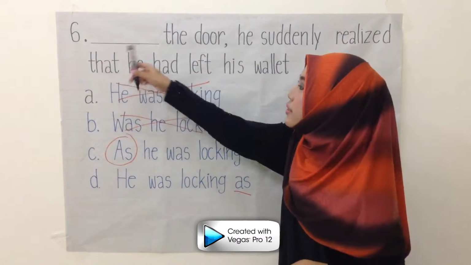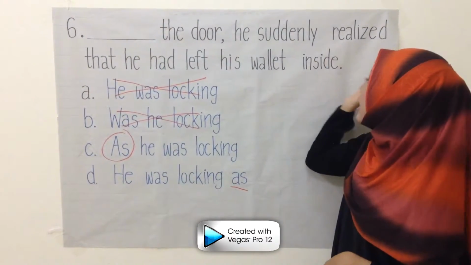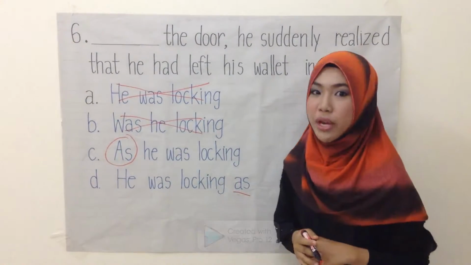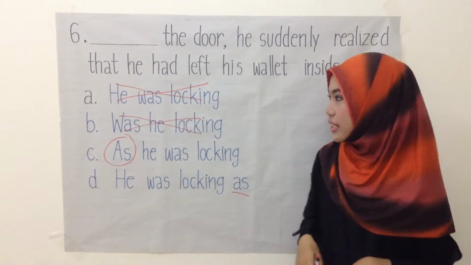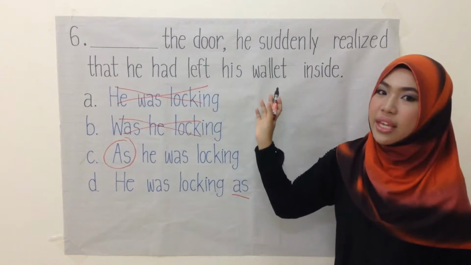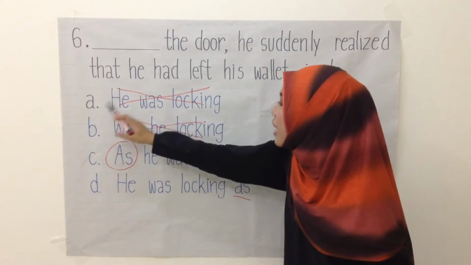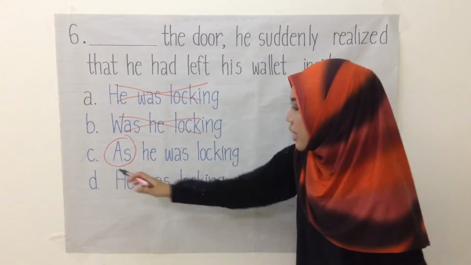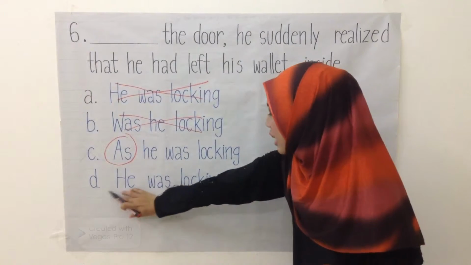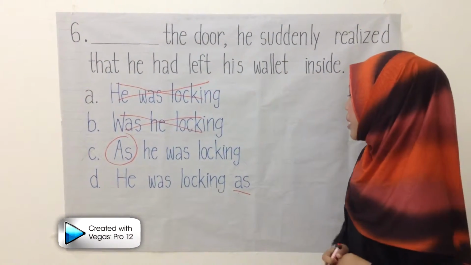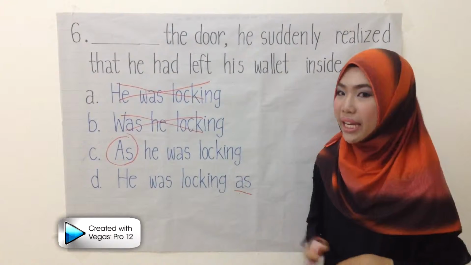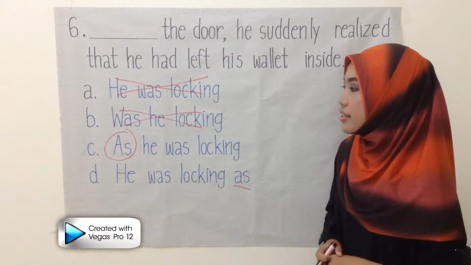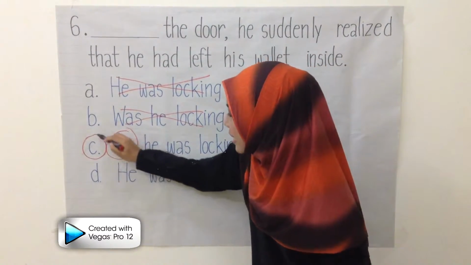Question number 6. Blank the door, he suddenly realized that he had left his wallet inside. An adverb clause needs a conjunction, so we need to find the conjunction. You can see in this sentence there is no conjunction. For A, there is no conjunction. B, there is no conjunction as well. C, there is a conjunction here. And D, there is maybe a conjunction here. The conjunction must be followed by a clause. For D, as is not followed by a clause. So the answer is C.